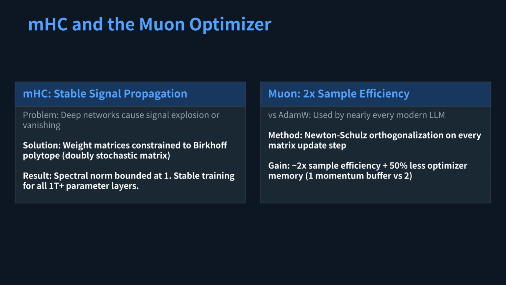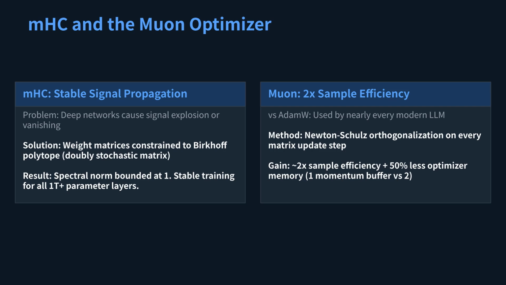Two more innovations that are less visible but equally important. First, MHC, short for Manifold-Constrained Hyper-Connections. Standard residual connections in very deep networks can cause signals to explode or vanish as they travel through hundreds of layers.